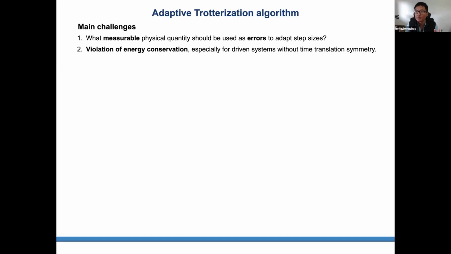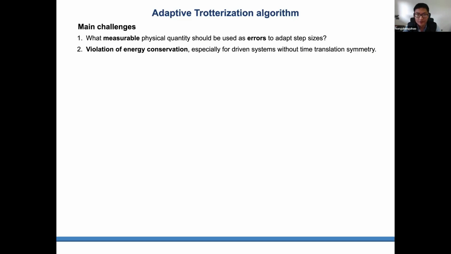But this is almost impossible for a quantum computer for many-body systems, especially in the thermodynamic limit, because it's impossible, or exponentially difficult, to get the precise information of your wave functions. Therefore, it's almost impossible to directly compare the difference between two wave functions. So in order to do this, we need to find a measurable physical quantity as the error.